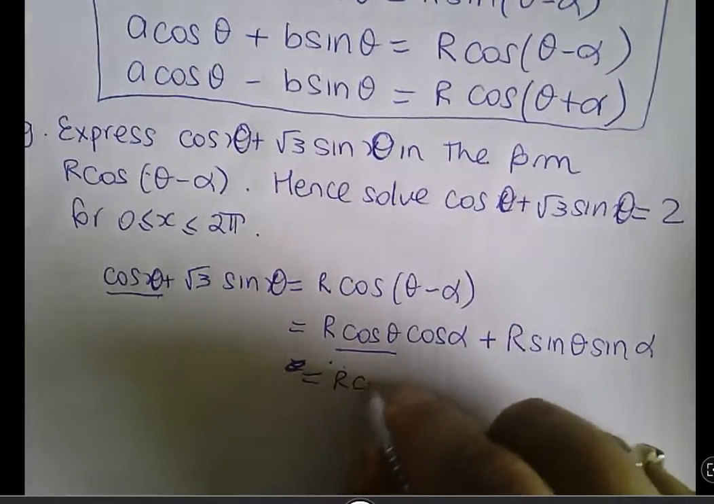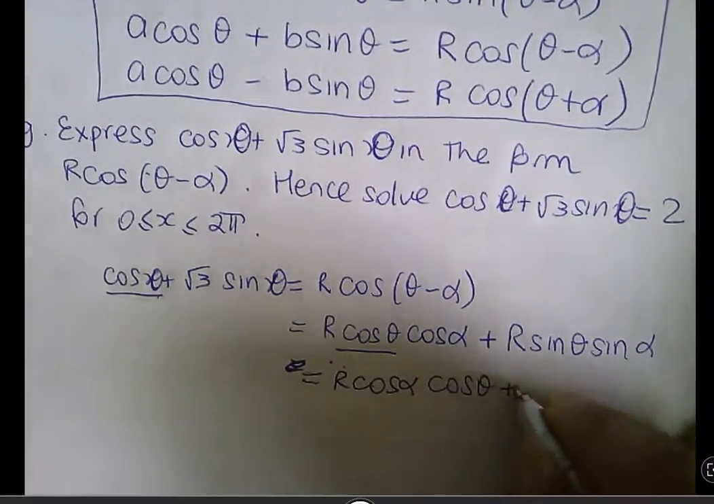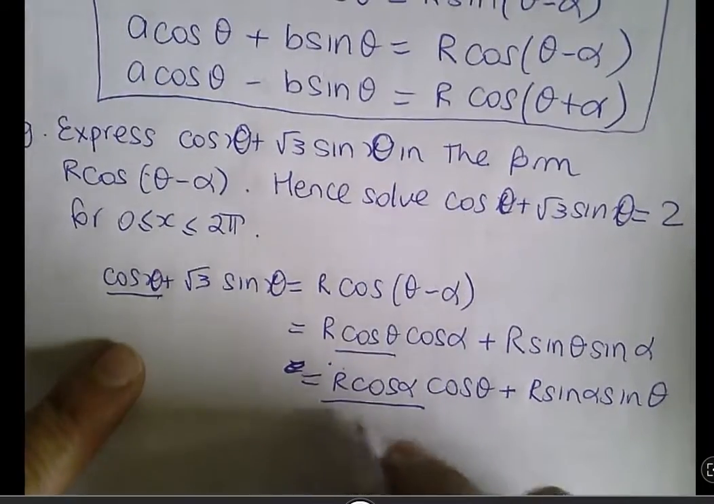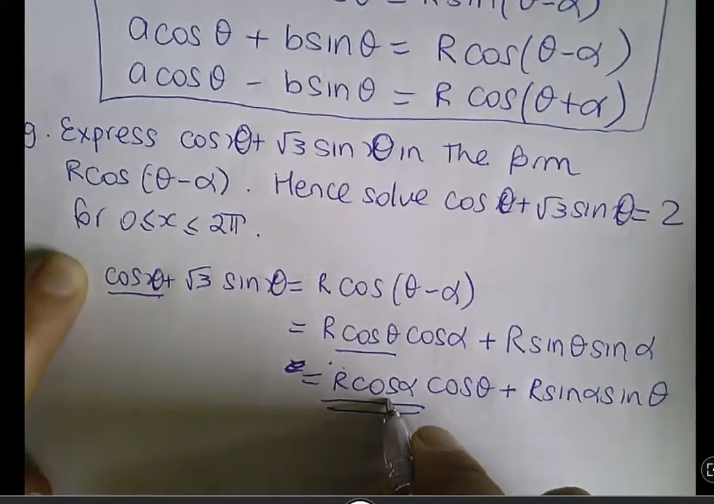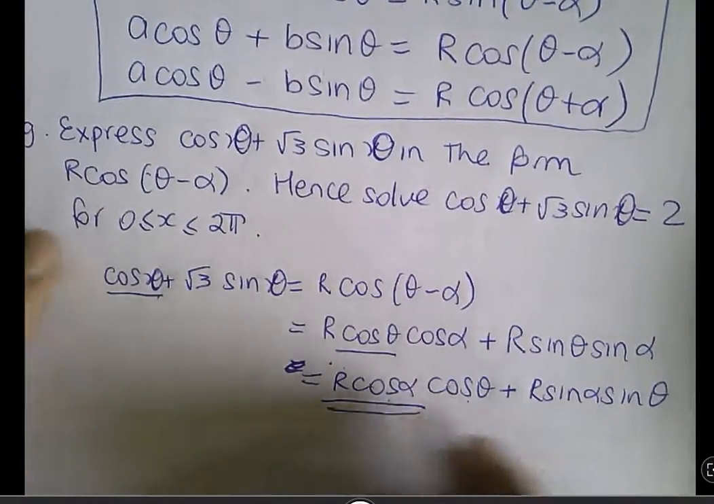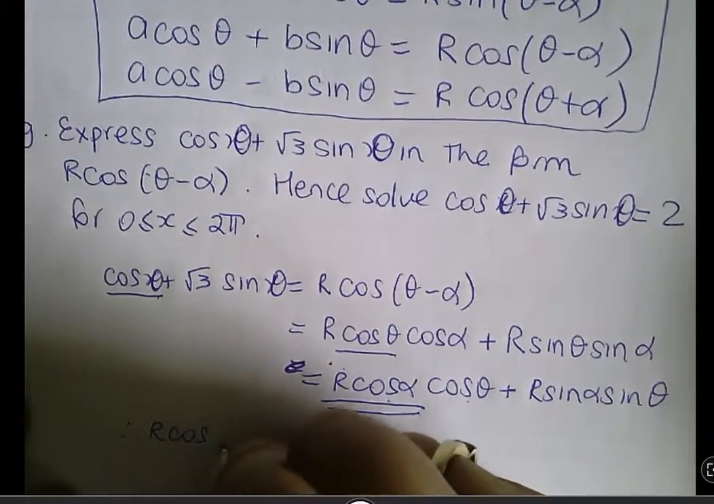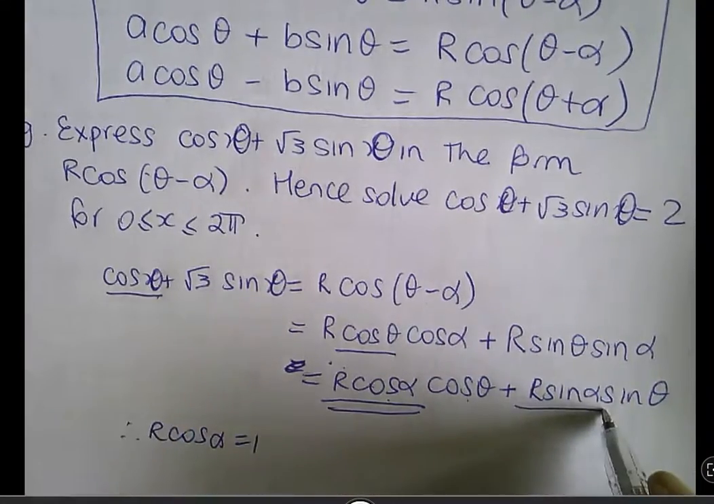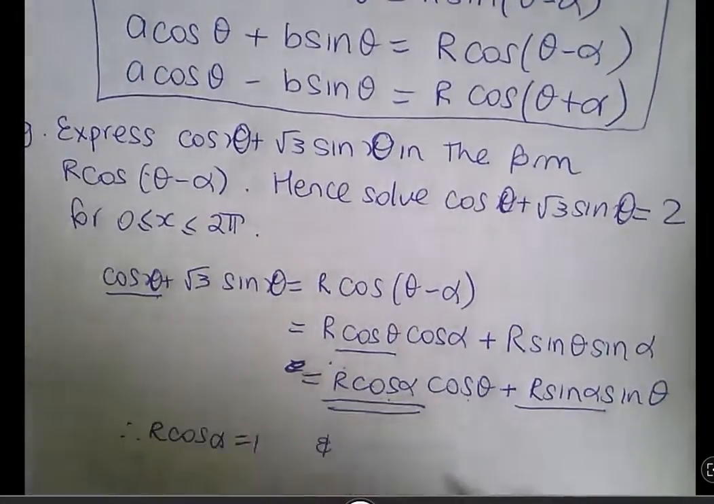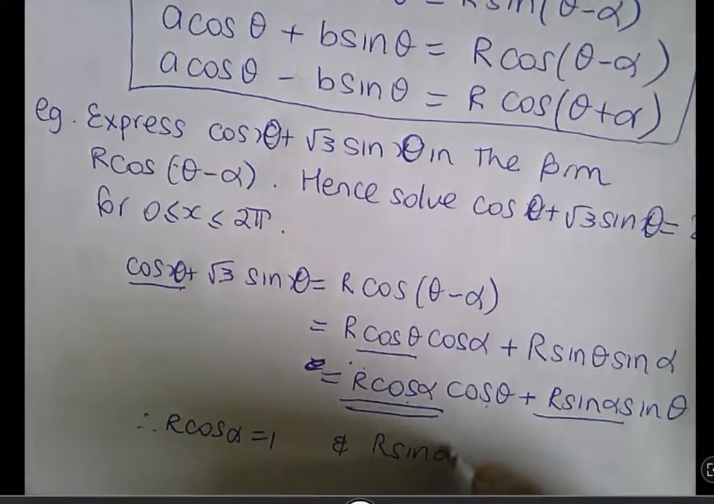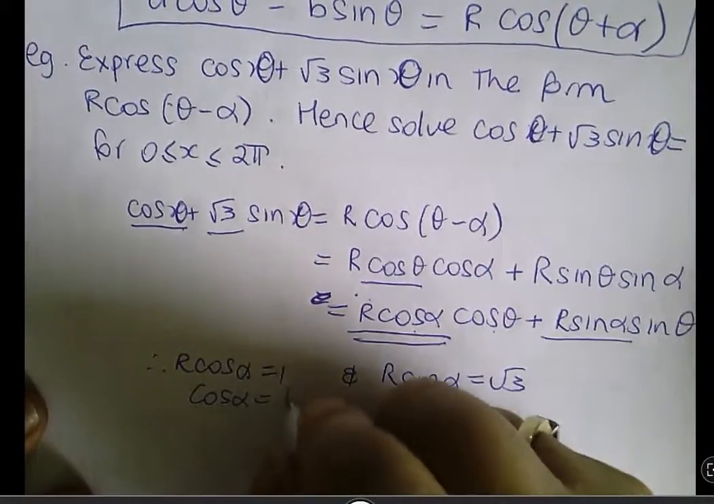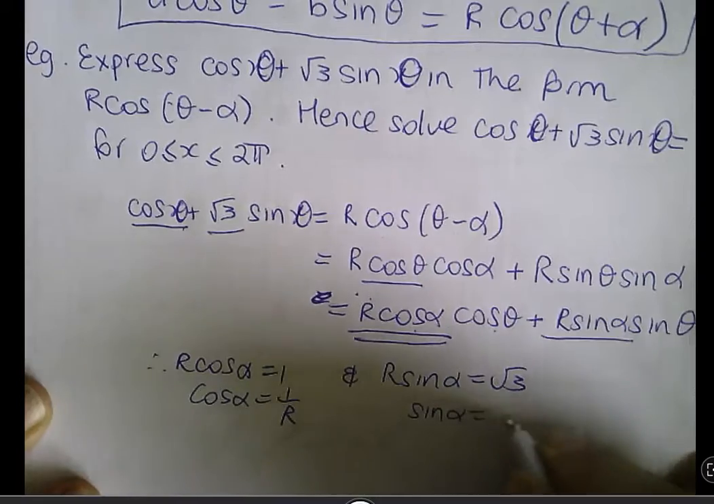Sometimes I go like this, equals r cos alpha cos theta plus r sine alpha sine theta. That way I know that r cos alpha is what? 1, because the cos thetas are the same. So therefore we can say that r cos alpha equals 1. And see how I've got the sine theta here and the sine theta there? What does the r sine alpha equal? r sine alpha equals root 3. So then you just rearrange those. Therefore, cos of alpha is 1 on r. Sine of alpha is root 3 over r.